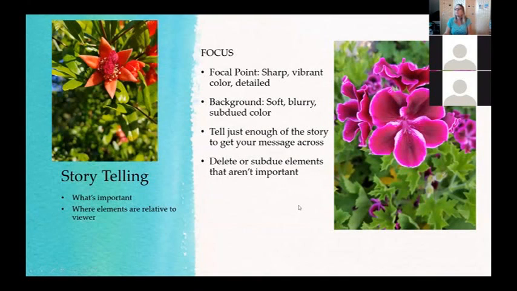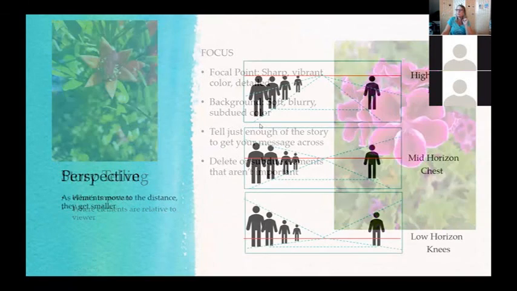Hopefully that makes sense. So a focus also tells us where it is in relationship to us. This is going to be closer than these things. The further back we go, the more subdued the colors, the softer the lines are, the more it loses its focus, its focal point.